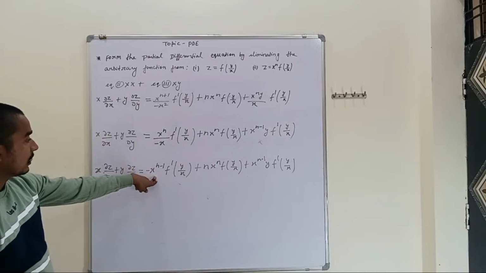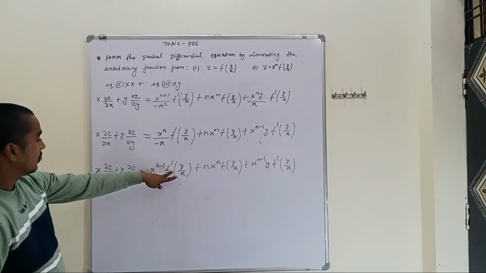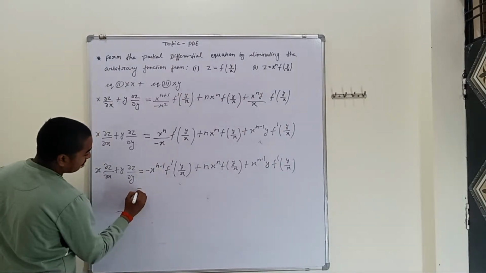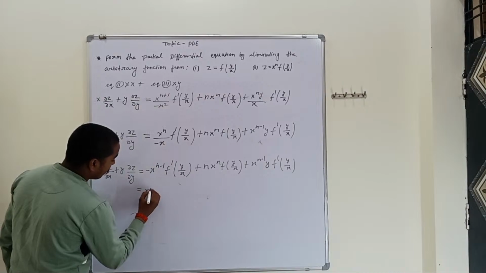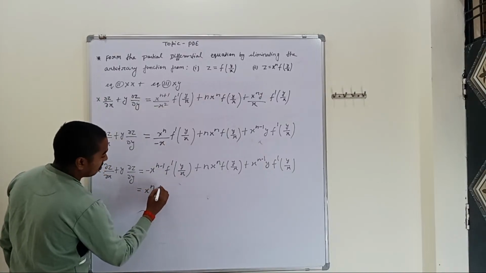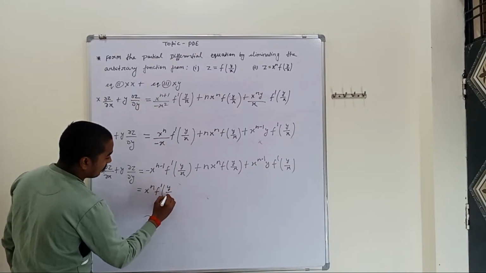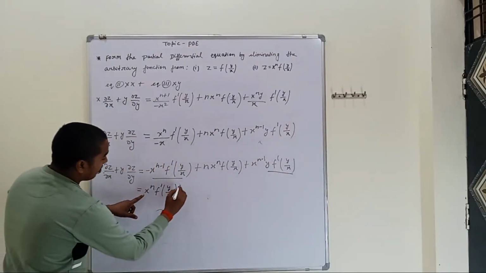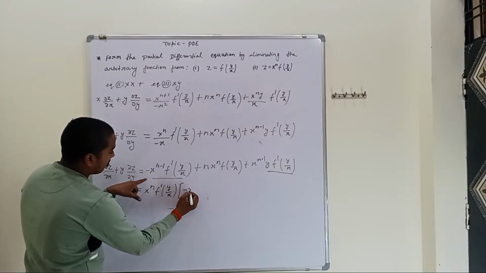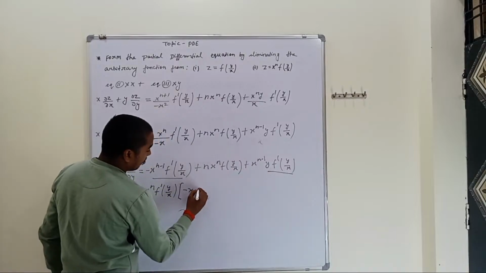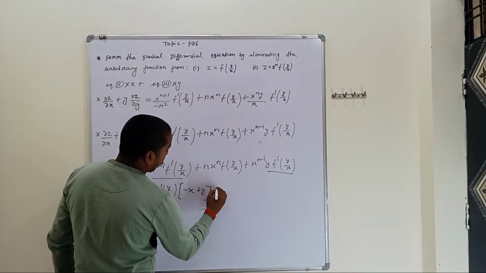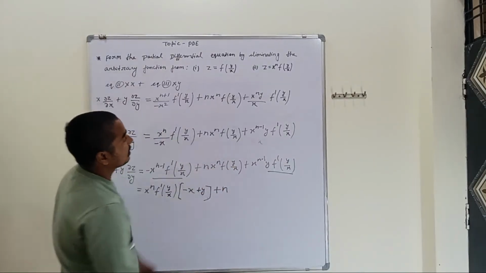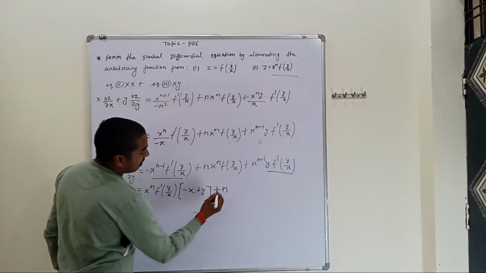Taking common x^(n-1) f dash y upon x, and taking common x^n f dash y by x from this part to this part, the remaining is minus of x, and from here plus of y, plus here is n, and x to power n f of y by x is x to power n f of y by x, in place of which putting z, that is nz.